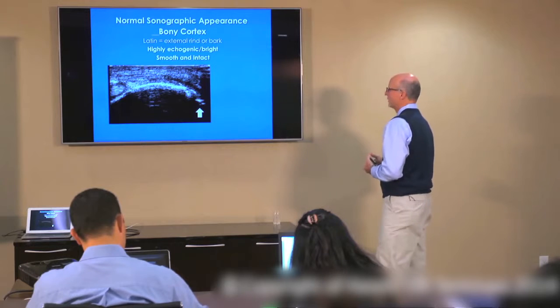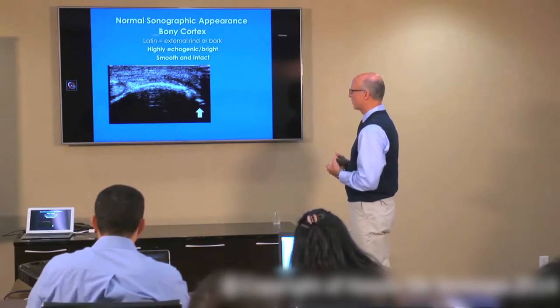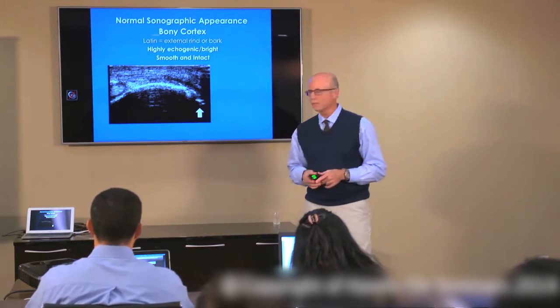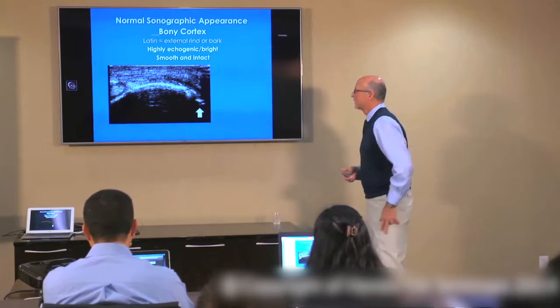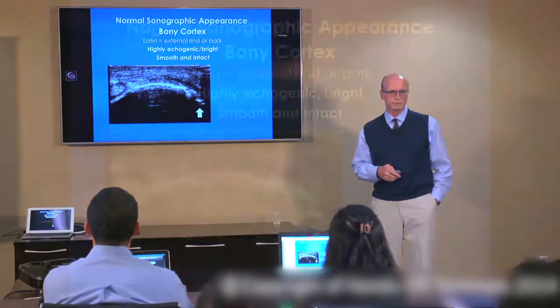So let's get to the meat and potatoes of it here. Bony cortex, this is where it all starts. This is the first thing your eye tracks to when you place the probe on the patient. Bright, hyperechoic, echogenic, smooth, and intact is what the bone should look like, correct?